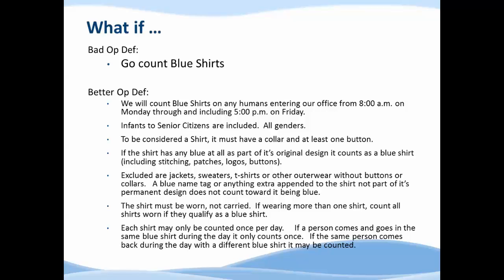The next bullet says that we're really only looking at shirts, not jackets or sweaters. And if someone has, let's say, a white shirt, but they have put something temporary on that shirt that's blue, like a name tag or a badge of some sort, that does not qualify the shirt to be blue. Also, if someone comes in with a white shirt, but they're carrying their dry cleaning with a blue shirt, that does not count either. And the last bullet point indicates that we're only going to count each shirt once a day. So if a person is coming and going multiple times and you've already counted them, you only count them once.